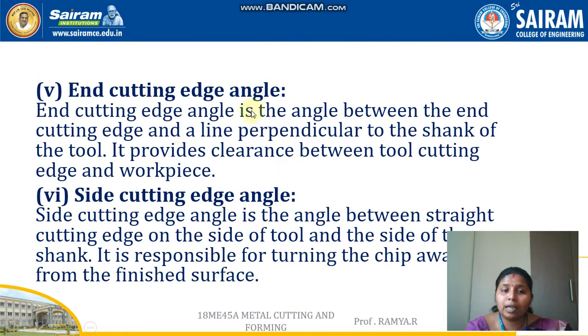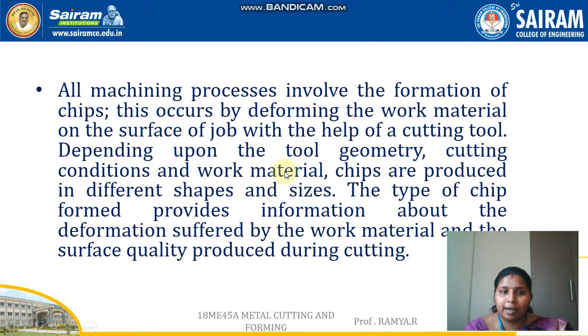So the next one is end cutting edge angle and side cutting edge angle. These cutting edges are nothing but the angle between a face and a flank. If it is between the face and the major flank, it is the end cutting edge, and if it is between the face and the minor flank, it is the side cutting edge, and the angles between these are the end cutting edge angle and the side cutting edge angle.